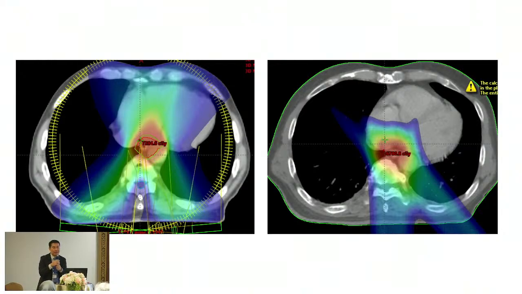Many times we cannot escalate the dose of radiation as much as we can because of the limitation of the lung dose and the heart dose that the patient cannot tolerate. So that's why when you use the proton, the good thing is we can spare many parts of the heart as well as the lung.